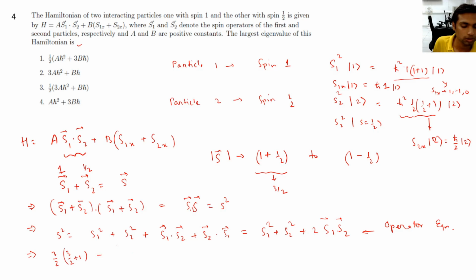is equal to, what is S1 square? S1 square will give you, since this is a spin 1 particle, 1 into 1 plus 1. Then S2 square is what? It is half into half plus 1, plus S1 dot S2. So this gives me the maximum value of S1 dot S2.